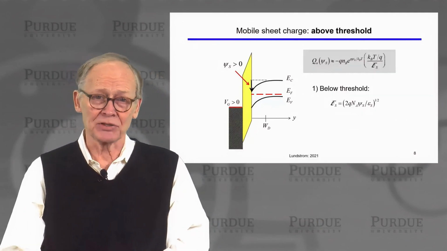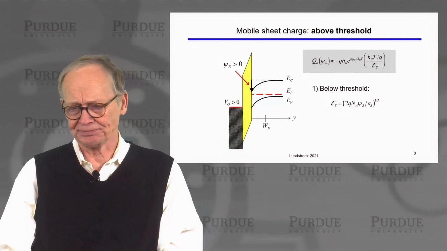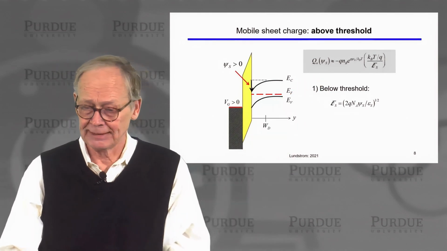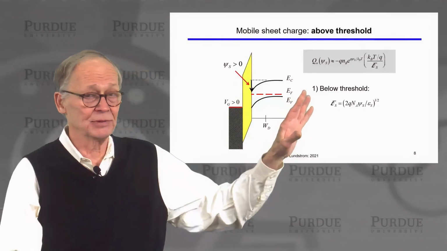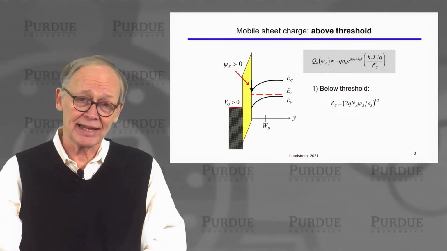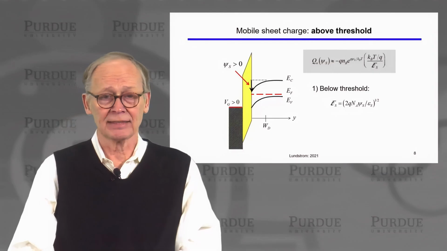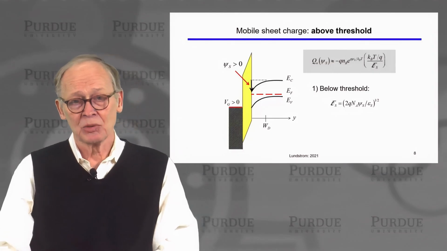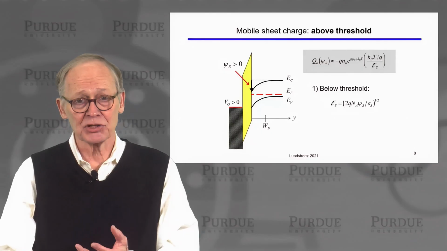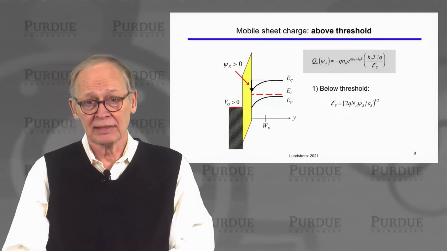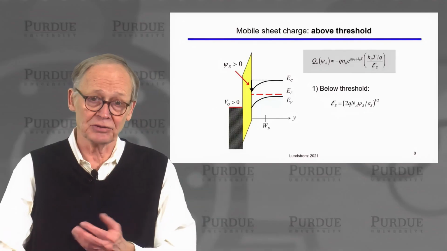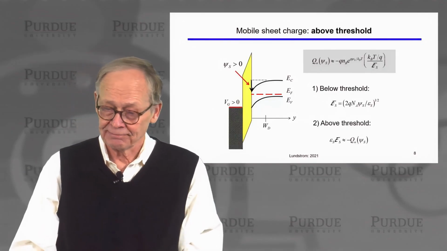Now let's look above threshold, and we have to be a little more careful. We begin with the same expression. Below threshold, we just use the electric field from depletion layer theory. We cannot do that now, because if we're well above threshold, we're dominated by the charge in the inversion layer, the mobile electrons, and the electrostatics is different. We can't use depletion layer theory to deduce the electric field.